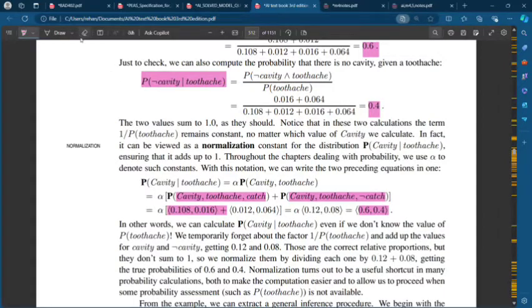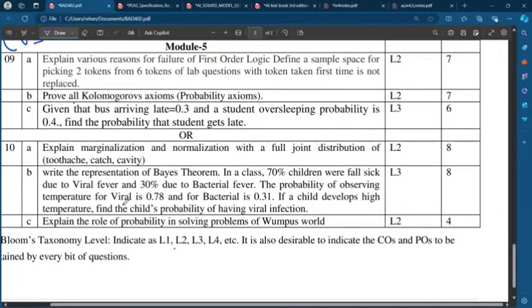Here you can cancel, divide both by 2. So 2 goes 0.4 times, 2 goes 0.6 times, and ultimately you are getting this, which is equal to 1. So you can talk like this and write about normalization.